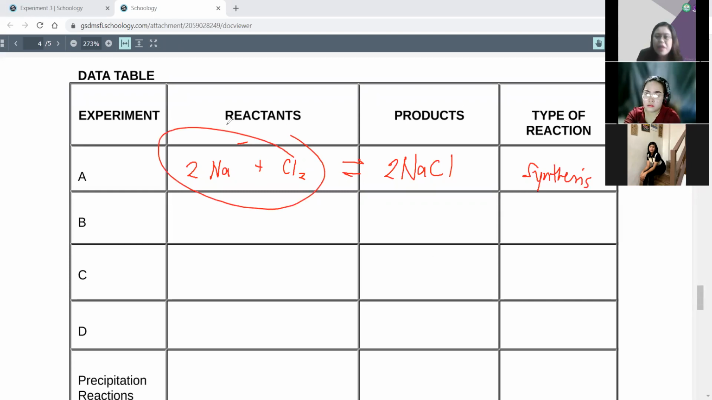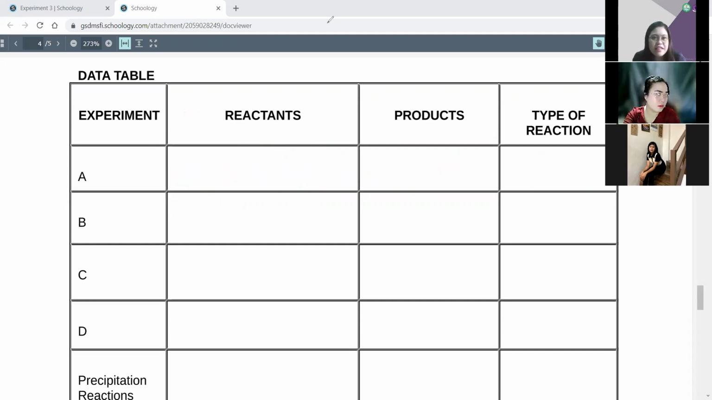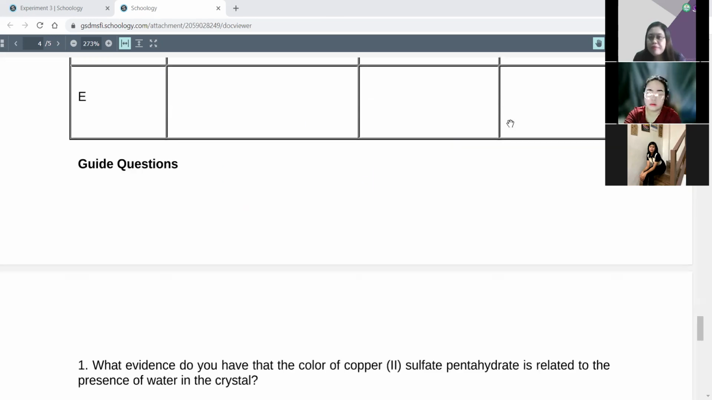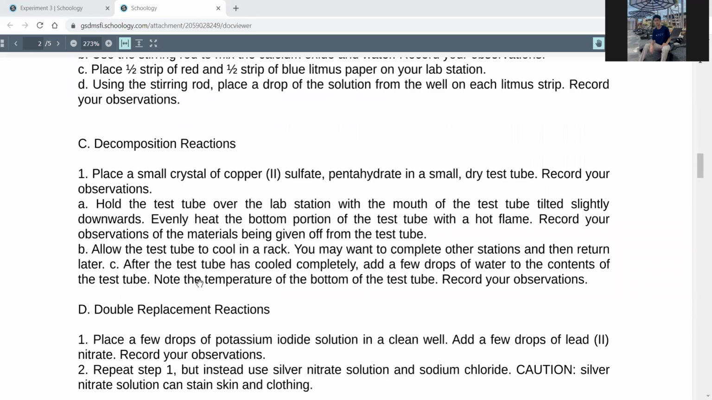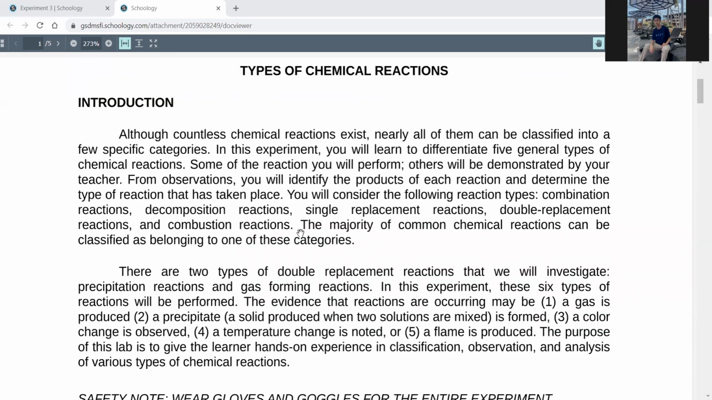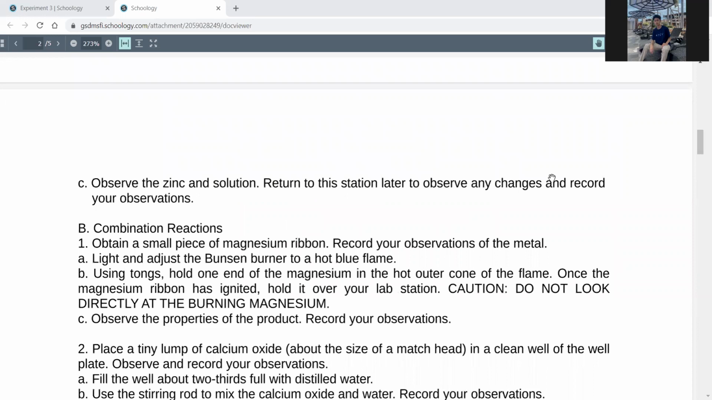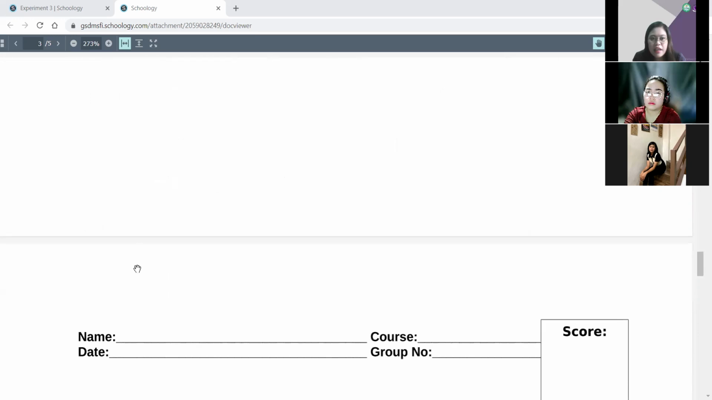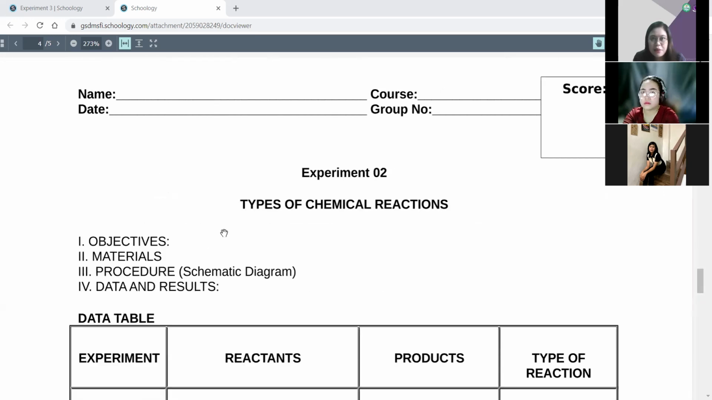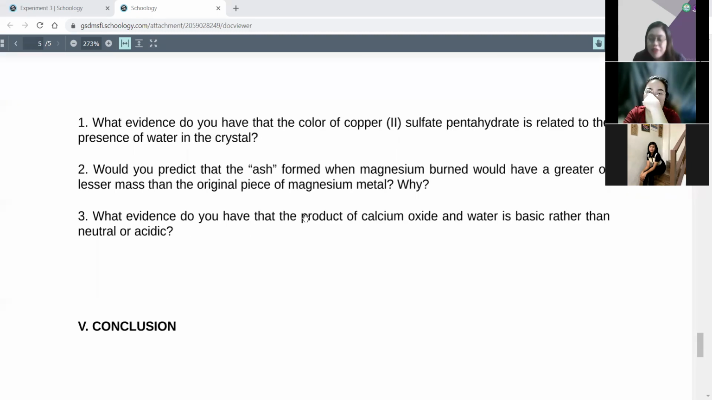Now again, this one will be coming from the procedure ha. So you will be the one to identify the reactants in the procedure. Anything else? No need to copy everything ha. I don't need you to copy this one, the introduction. If you are going to submit na your activity, will be starting here. Okay? Again, you will be starting here with your schematic diagram and then the table and then the answers for the guide questions and lastly the conclusion.